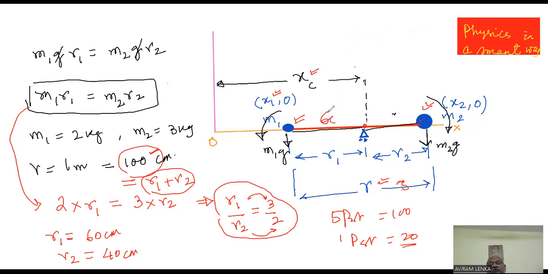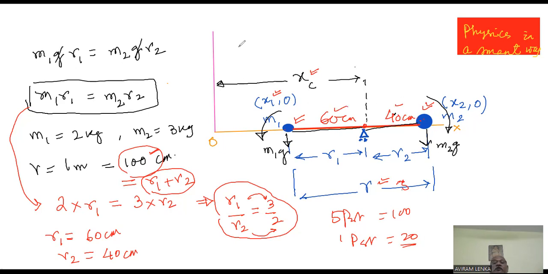So this is 60 centimeter, that is 40 centimeter. And that makes us aware of another property of center of mass. Out of M1 and M2, we know M2 is 3 kg, M1 is 2 kg, M2 is heavier. And when you see the position of the center of mass, the center of mass is away from the smaller mass, but it's closer to the larger mass because this is 60 and that is 40.